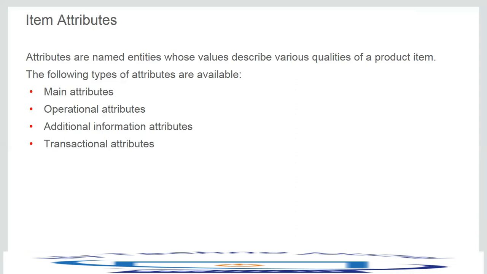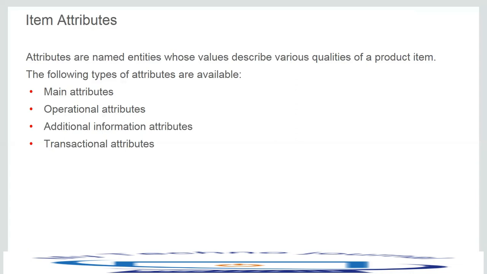What is the significance of these operational attributes? Operational attributes are part of the item's data model. They determine the behavior of the item with respect to various Fusion applications, such as Oracle Fusion Purchasing or Fusion Inventory, Oracle Order Management. So we can choose the control level for operational attributes on the Manage Operational Attributes control page, which we will see during the demonstration as well.